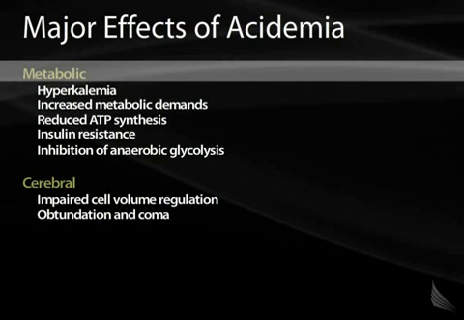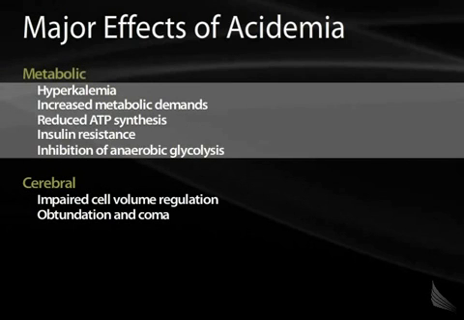There are important metabolic effects of acidemia as well. Hyperkalemia, due to impaired activity of the sodium-potassium ATPase, is often seen in the setting of low pH. There are also increased metabolic demands. However, there is inhibition of anaerobic glycolysis and reduced ATP synthesis. Therefore, supply-demand mismatch is common with regard to energy in the setting of acidemia. The CNS effects of acidemia include impaired cell volume regulation, and at extreme levels, decreased levels of consciousness leading to obtundation and coma.